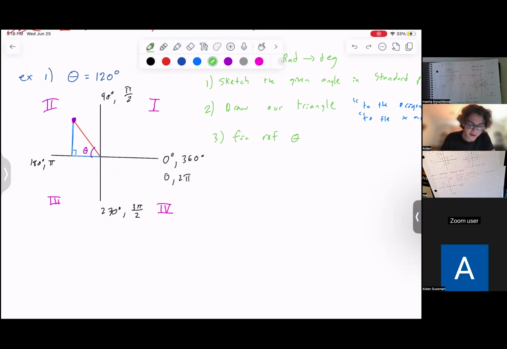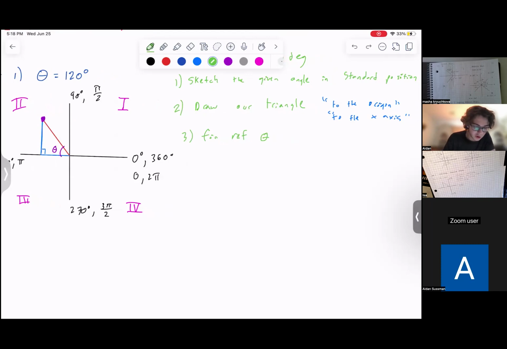All right, and can you take a look at what we were writing earlier? How do we find theta? What is our reference angle equal to in quadrant 2? So in quadrant 2, what is the formula to find this theta right here? If we are given our given angle, which we know right here is 120 degrees.